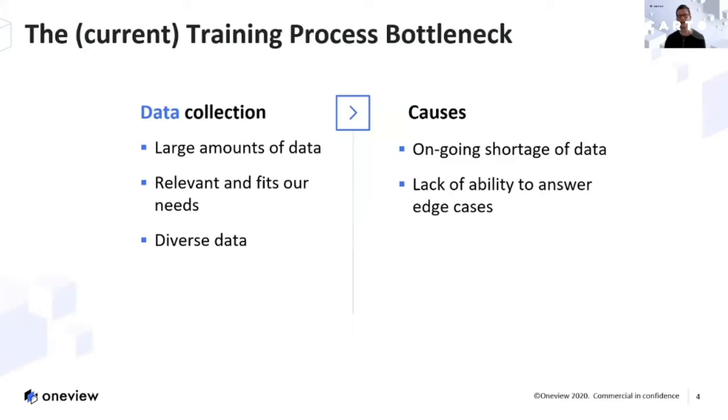The second one is our lack of ability to answer edge cases. And here let's take an example from the autonomous vehicle domain of a kid jumping into the middle of the road. As this is something that doesn't happen too often, luckily for all of us, we probably won't have enough data in order to detect that kid in real time.